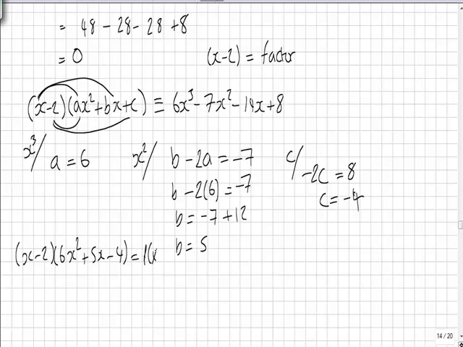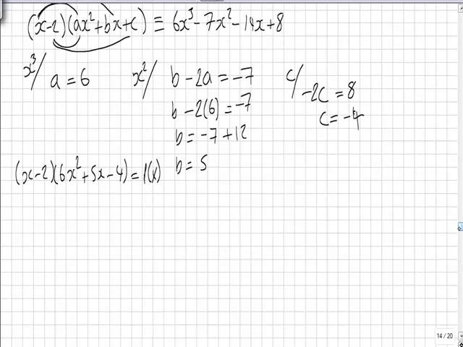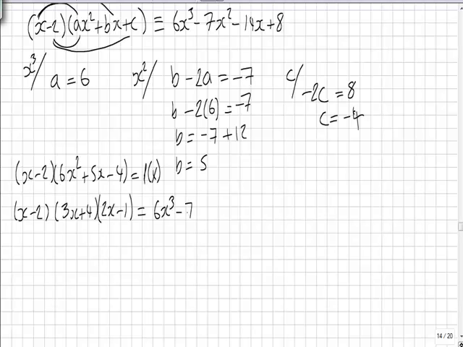So we now need to factorize that bracket, and on inspection you should find that it factorizes down to 3x plus 4, 2x minus 1. So that's the same as our original polynomial, 6x cubed minus 7x squared minus 14x plus 8. However, we were asked to solve for the polynomial equaling 0. So in this case, we're going to get x is equal to 2, x is equal to minus 4 over 3, and x is equal to a half.